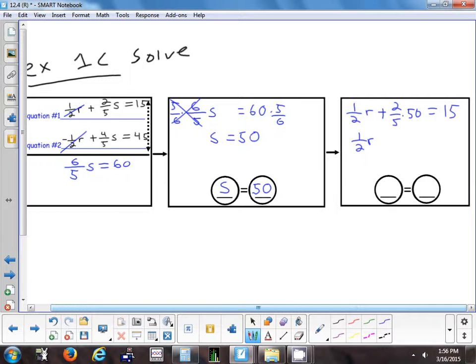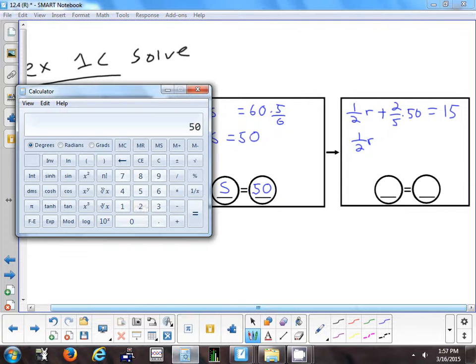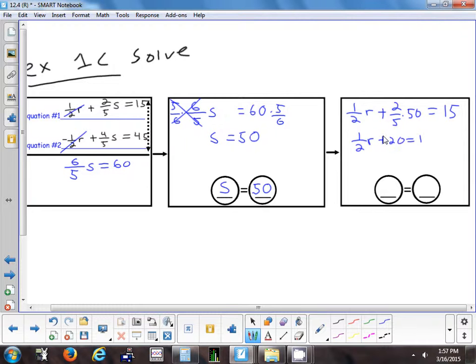So in the next step, I still have 1/2 R. Now I'm going to use my calculator to do 2 over 5 first. I just typed in 2 divided by 5, and now hit times 50. So I get 20. Now I don't have a fraction, at least for that part. What's my next step? Subtract 20. You get 1/2 R equals, what's 15 take away 20? Negative 5. Good.